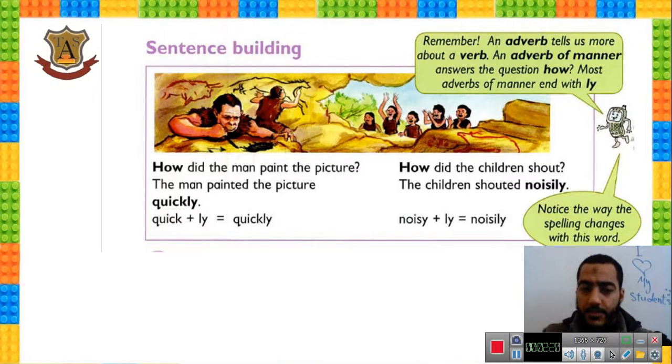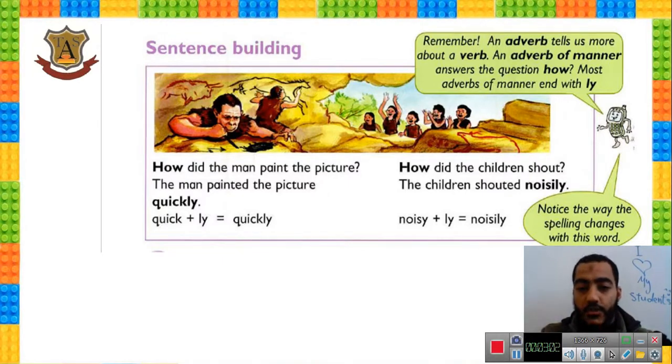So most of these adverbs, we just add ly to the adjective to transform it to an adverb form. But notice here the adjective noisy. Look at noisily. We didn't just add ly, we changed something, right? Who can tell me what's the change here? Yes, we changed y to i. Why?